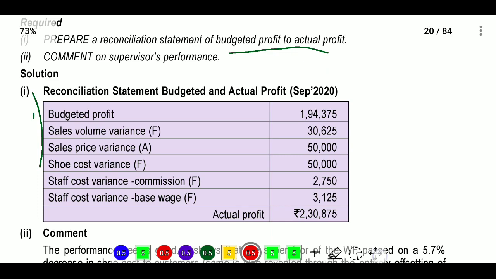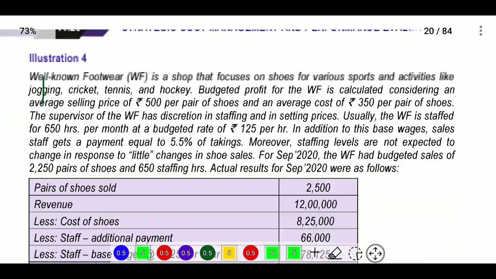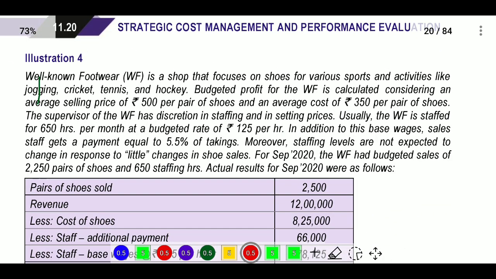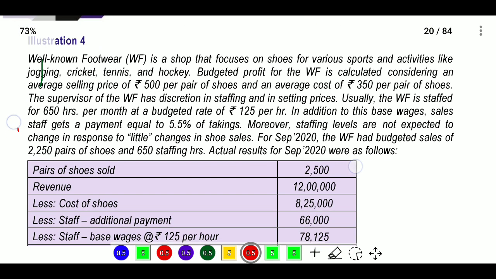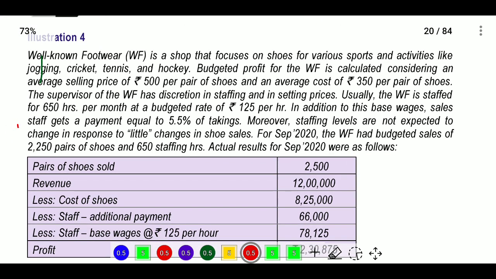Now we will see what they provided. Here they provided that a well-known footwear shop has one shop, providing shoes for various sports and activities like jogging, cricket, tennis, hockey. The budget profit for the shop is calculated considering an average selling price of 500 rupees per shoe. So they provided the selling price.